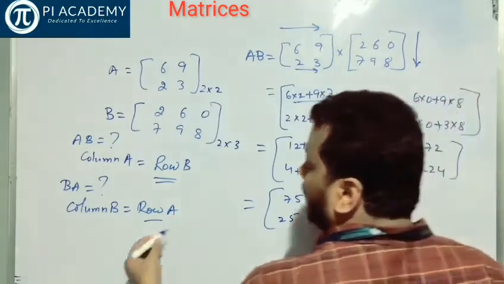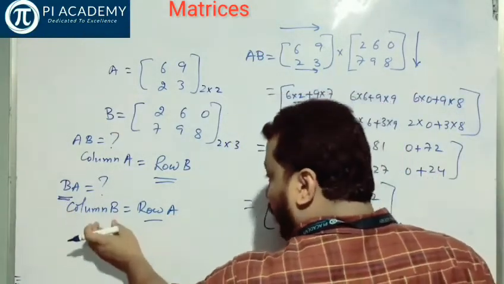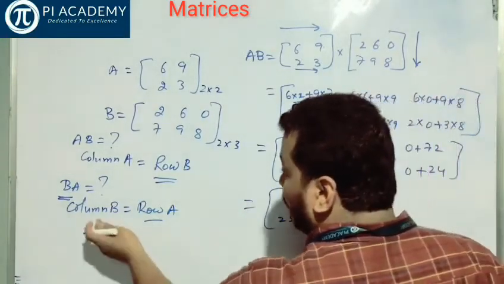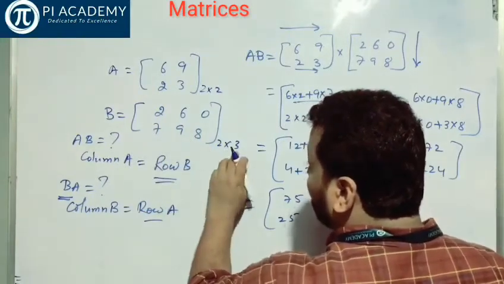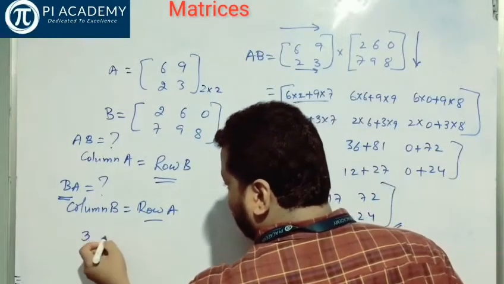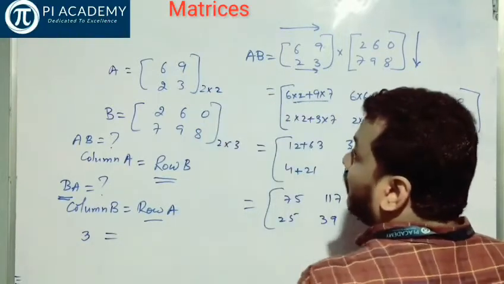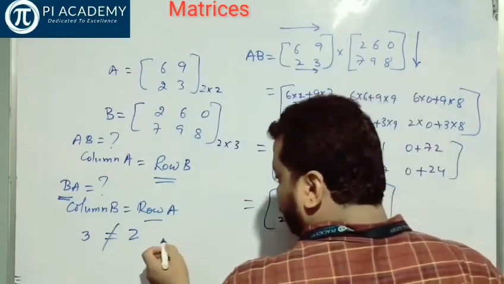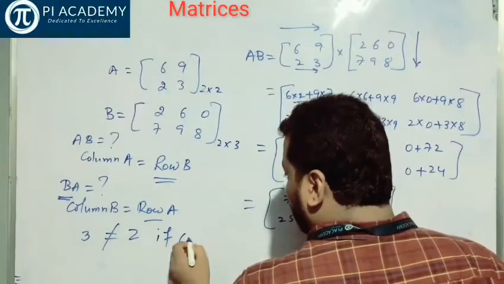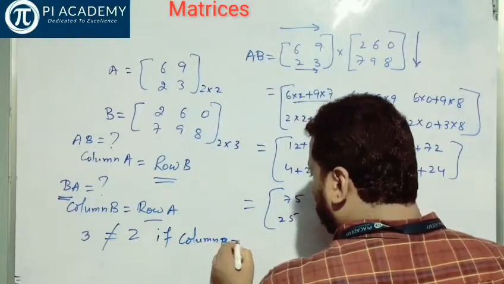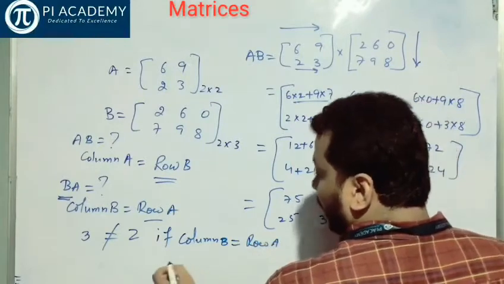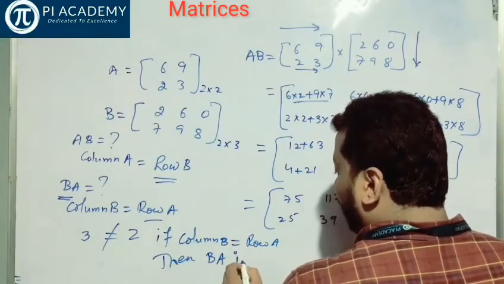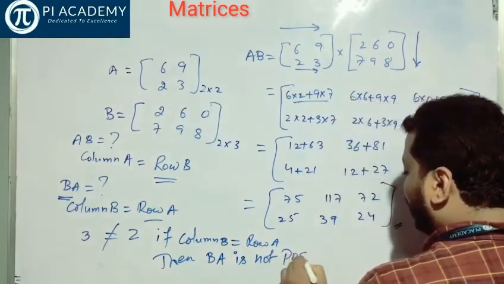First let's check. What did I say? B into A means the number of columns of B must be equal to the rows of A. So how many columns in B? The column is how much? 3. So columns of B is 3. Is it equal? We'll check rows of A. So A has how many rows? 2. So that is not equal. So if the columns of B is not equal to the number of rows of A, then B into A is not possible or doesn't exist.